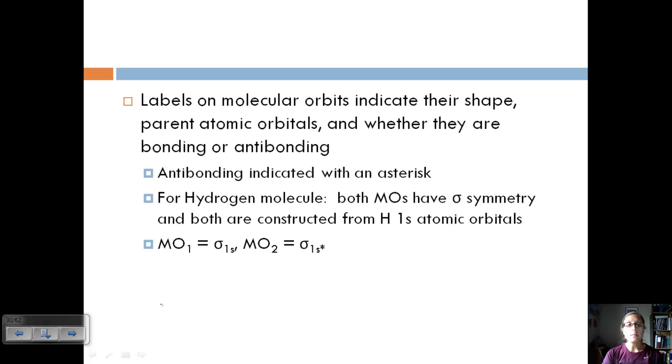Okay, labels on the molecular orbitals indicate their shape, the parent atomic orbitals, and whether they are bonding or anti-bonding. So we talked about how anti-bonding is indicated with an asterisk, and for the hydrogen molecule, both molecular orbitals have sigma symmetry, and both are constructed from the hydrogen 1s atomic orbitals. So that's why instead of saying MO sub 1, we're going to call it sigma sub 1s. So here we're indicating the parent atomic orbital, and then also the shape. And then MO sub 2, our anti-bonding, is sigma 1s with an asterisk.